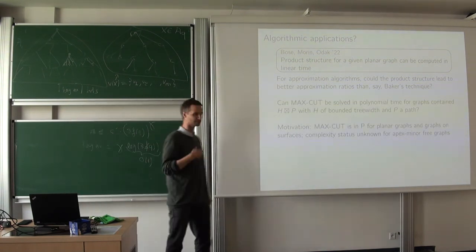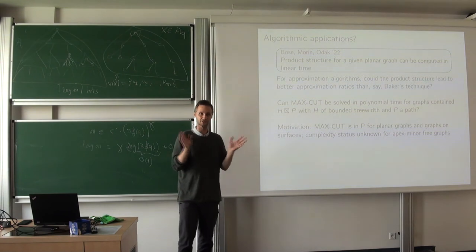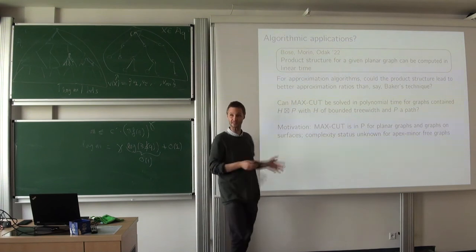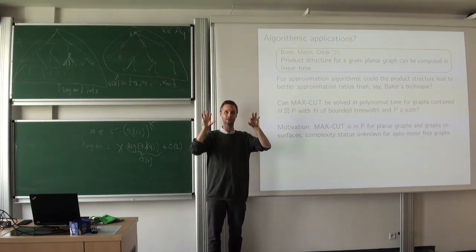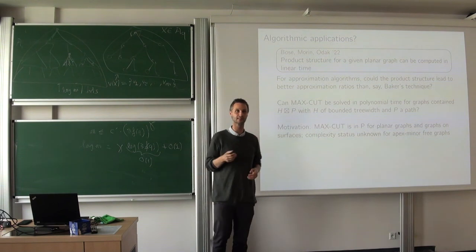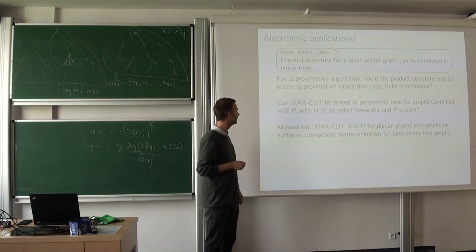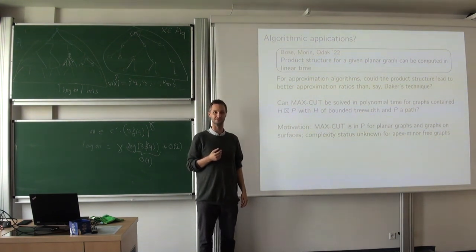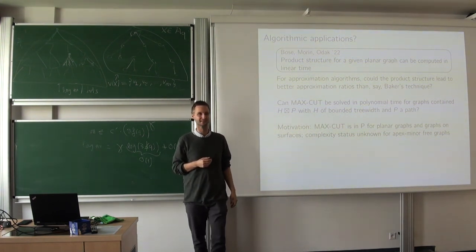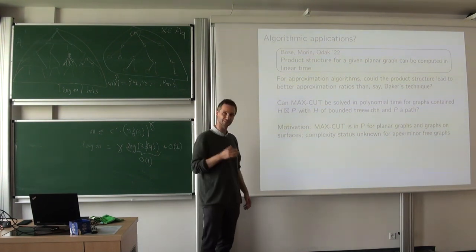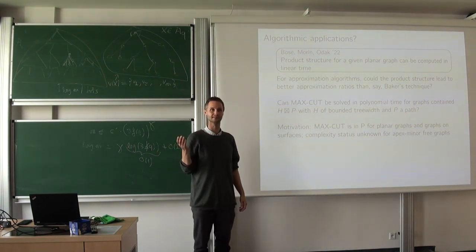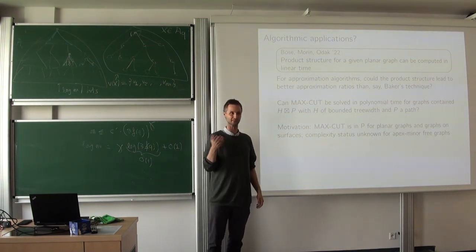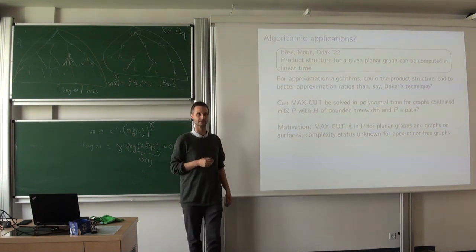But let's throw in some concrete, random questions. I haven't talked about them, but just to suggest some different questions to think about. Let's look at max cut. Max cut is NP-hard, right? You want to find a cut in your graph with a maximum number of edges in the unweighted case, and maximum weight in the weighted case. This is NP-hard, but a beautiful fact is that it's in P for planar graphs. You can compute a max cut in polynomial time in planar graphs, and it has been generalized to graphs on surfaces. But as far as I know, it's open for apex-minor-free graphs. I think we don't know if the complexity status is P or NP-hard.